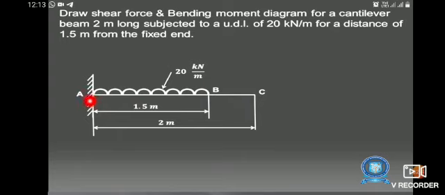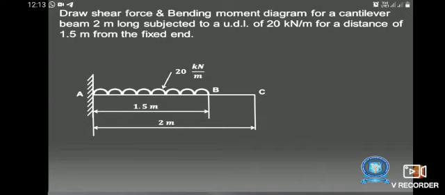So the sections A, B, C are totally 2 meter long. The UDL of 20 kilonewton per meter is applied for a distance of 1.5 meter from the fixed end. That is the diagram, and that load is a UDL load. You can see the UDL load is applied on A and B. The total length of the beam is 2 meter. So that is the given data.